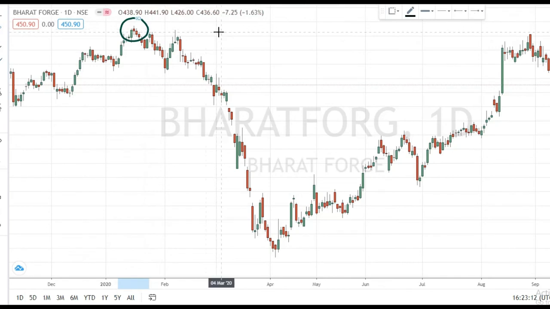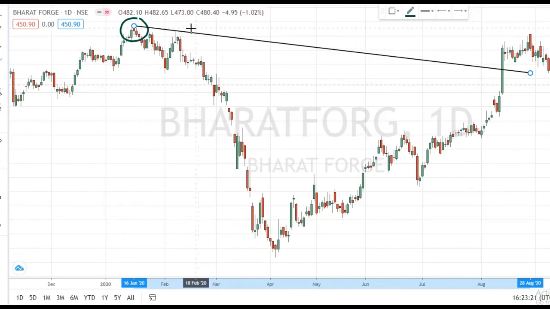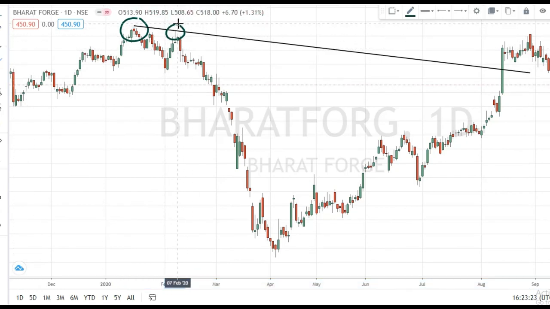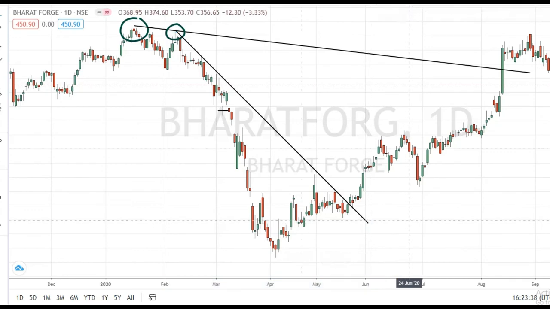Let's start drawing a downtrend line from this point. Okay, if I draw this line, I can just connect it to one point here. That's it. This is the only point I'm getting connected to. Let's try drawing one more downtrend line from this point. Well, this downtrend line looks better.